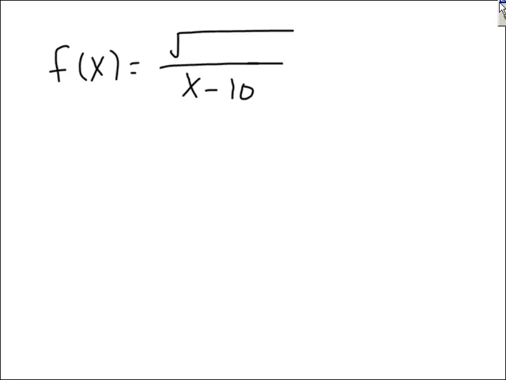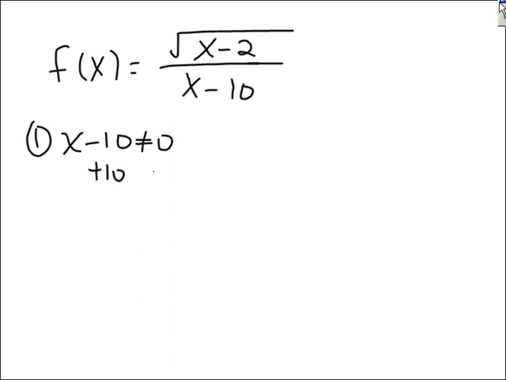Suppose you have that f of x is equal to 1 over x minus 10, and you have underneath the square root sign x minus 2. Okay, so what's in the denominator cannot equal 0.